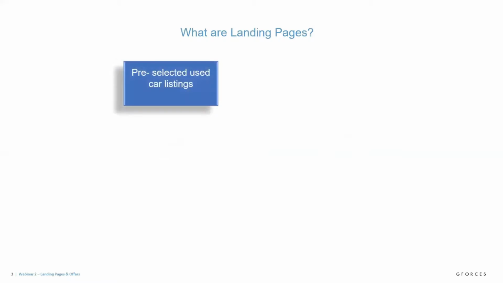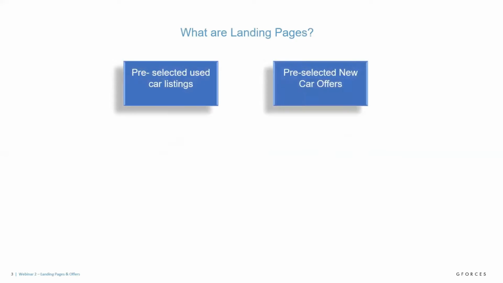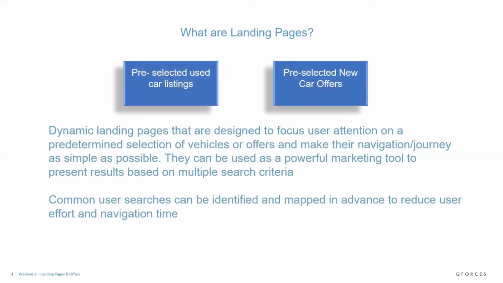Right, so the first question we've really got to answer is what are landing pages? These are really divided into two camps. There's a pre-selected used car listing page or a pre-selected new car offer page. So in essence, we can set up a number of filters and just display a particular set of vehicles from within our stock on one convenient page. And we've got some use case examples that I'm going to show you in just a moment.